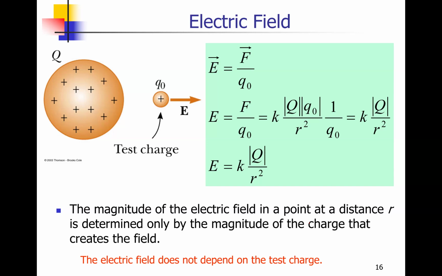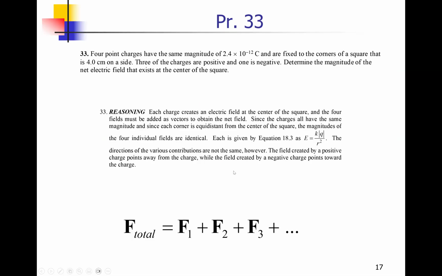And this is a review of the electric field. For the electric field by a point charge, it equals K times Q over R squared. So this is the point charge, okay? So this is the E field by a point charge, and then we can try to do problem 33.